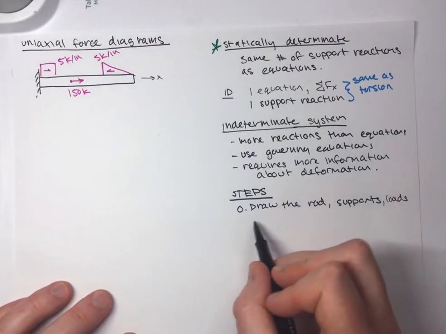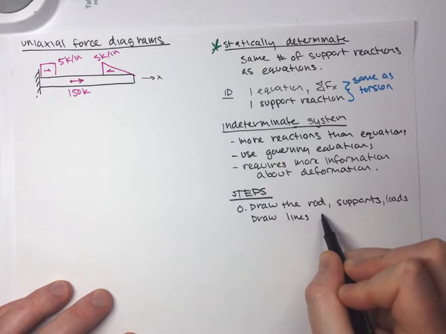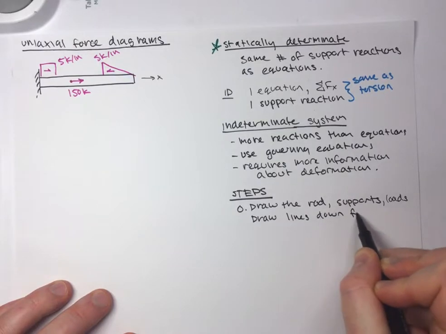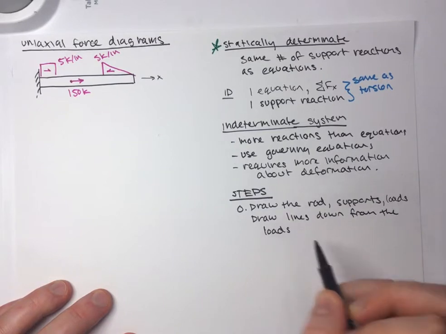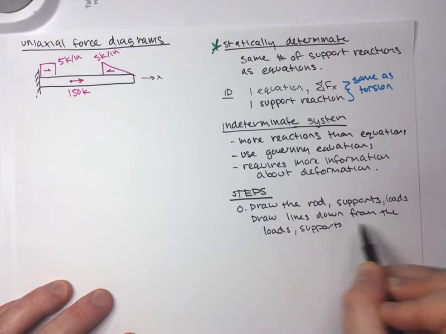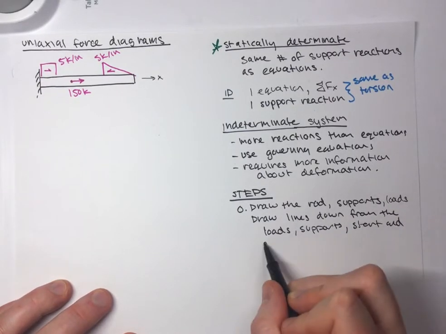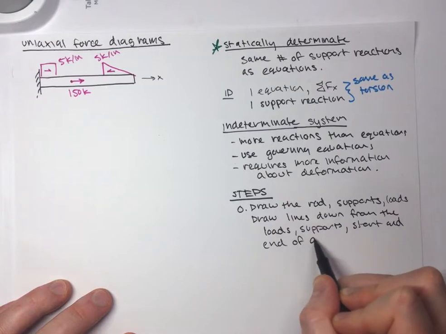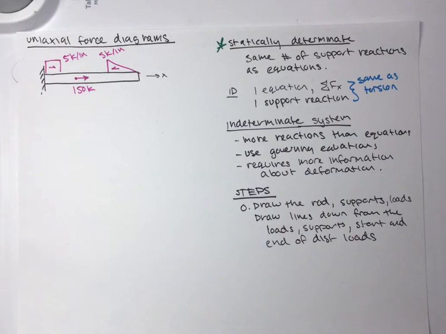The next thing we want to do is draw lines down from the loads. So those are concentrated loads, the supports, and the start and end of distributed loads. So I'm going to do that with my green pen here.